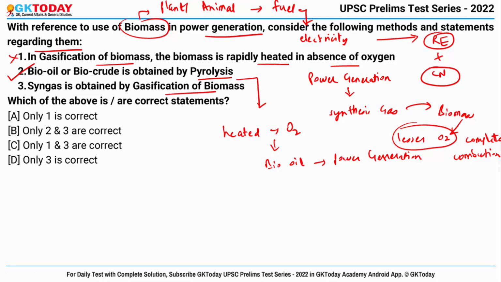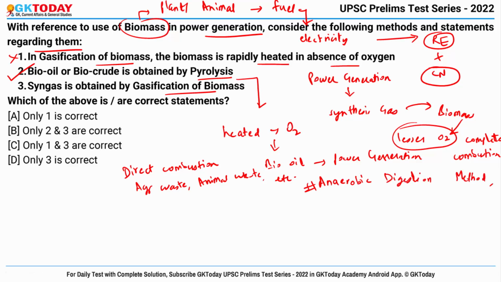Actually, direct combustion of biomass is the most common method for power generation from biomass such as agricultural waste, animal waste, other plant residues, etc. And in anaerobic digestion method, the organic matter in the biomass is digested or decomposed by anaerobic bacteria in the absence of oxygen to produce natural gas. So yes, this is also right, and correct answer becomes only 2 and 3 are correct.